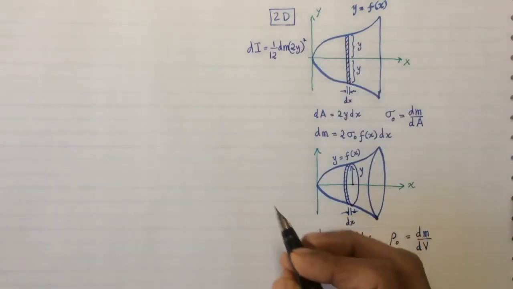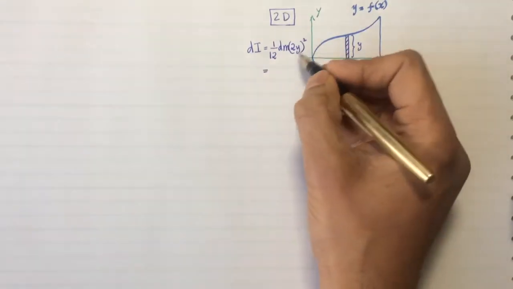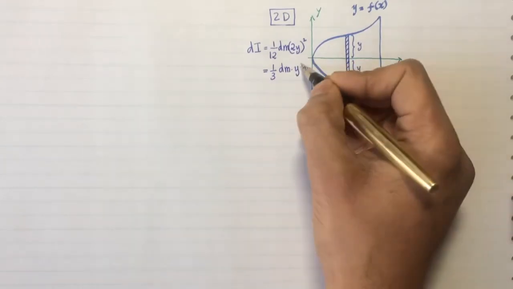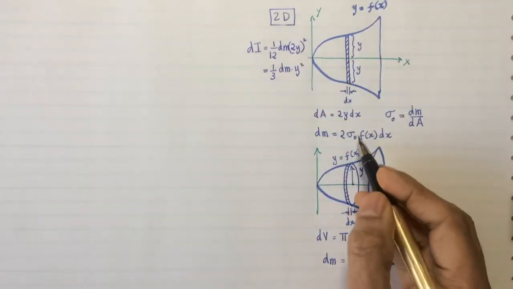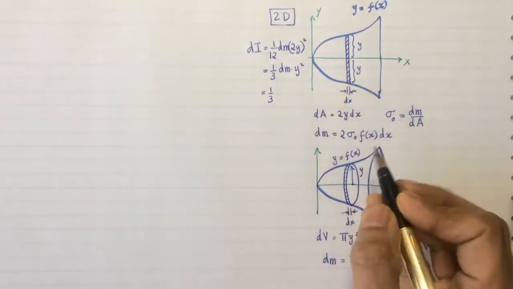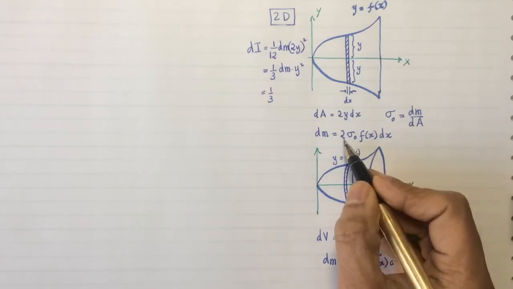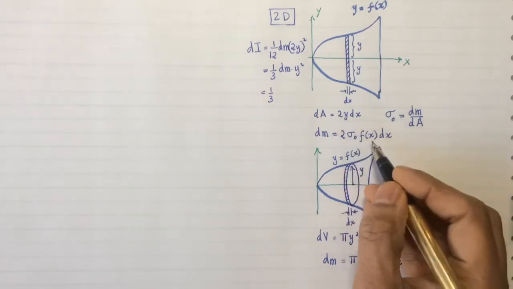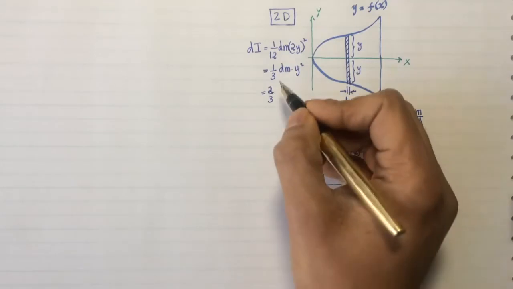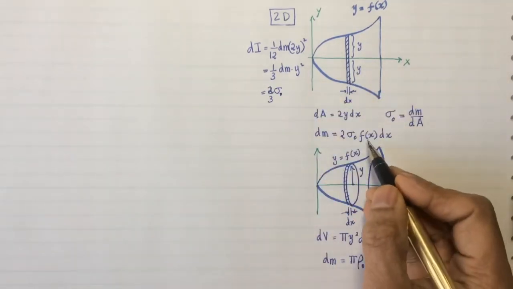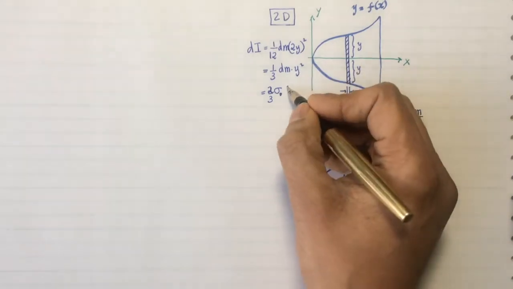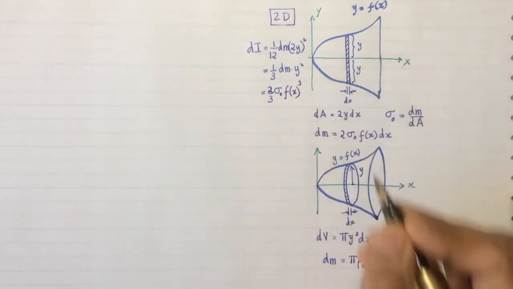squared. Let's write down what this is. It's going to be 1/3 dm times y squared. So if I substitute for dm, that's going to be 1/3. dm is already 2 sigma naught f of x, y is f of x, so that's going to be 2 sigma naught f of x cubed, because there's f of x coming from here and that y is f of x, so it's going to be f of x cubed dx.